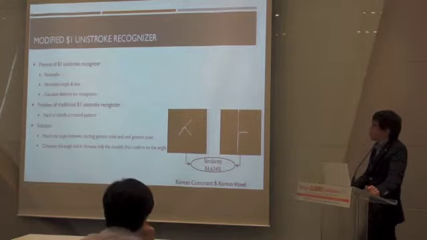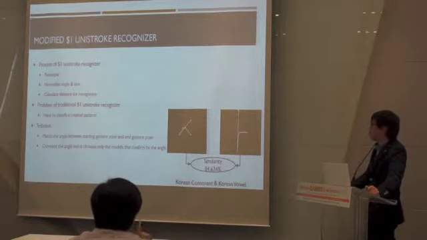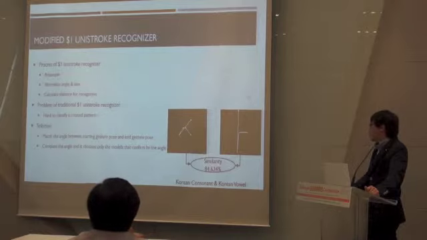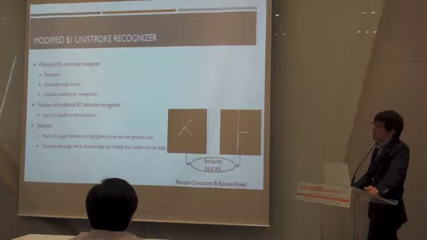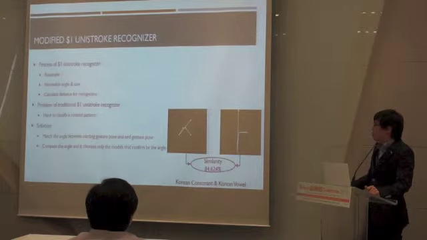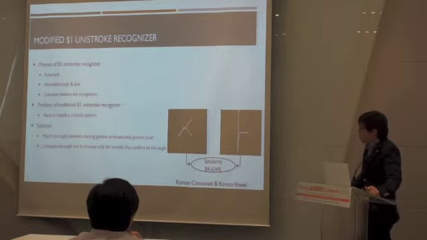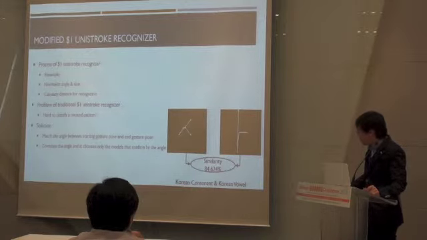However, the one-dollar recognizer has a problem, because consider this image. It is a Korean consonant, and this is a Korean vowel. These two patterns are different, but it sees them as similar because it is too robust to rotation. So the solution is to match the angle between the starting point and the gesture pose, compute the angle, and choose only the models that pass by angle.